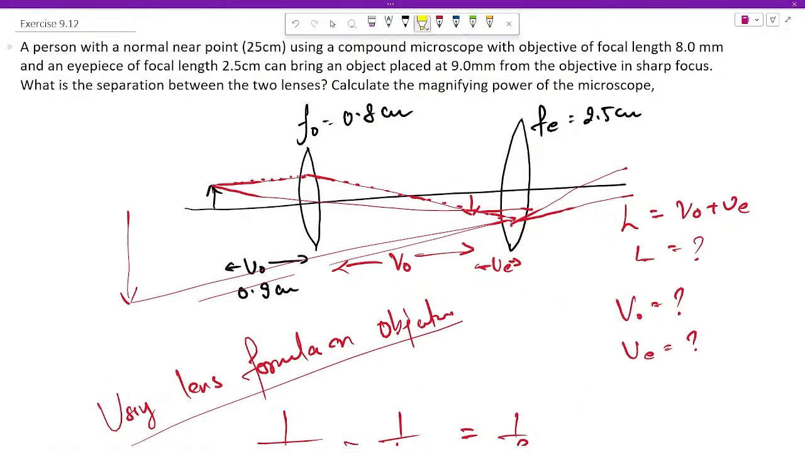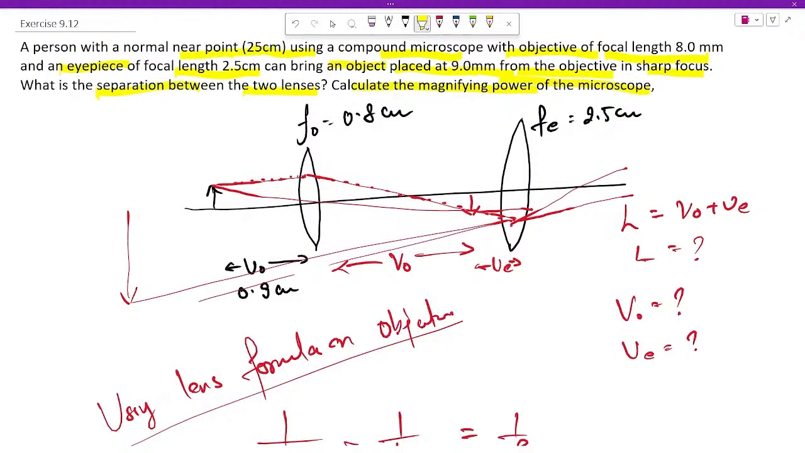The question says that a person with normal near point 25 centimeter using a compound microscope with objective of focal length 8 millimeter and eyepiece of focal length 2.5 centimeter can bring an object placed at 9 millimeter from the objective in a sharp focus. What is the separation between the two lenses? Calculate the magnifying power of the microscope. So in this question, it is simply asking what would be the distance between these two lenses such that if the object is placed at 9 millimeter or 0.9 centimeter in front of the objective, the person with a normal near point of 25 centimeter sees that object clearly.